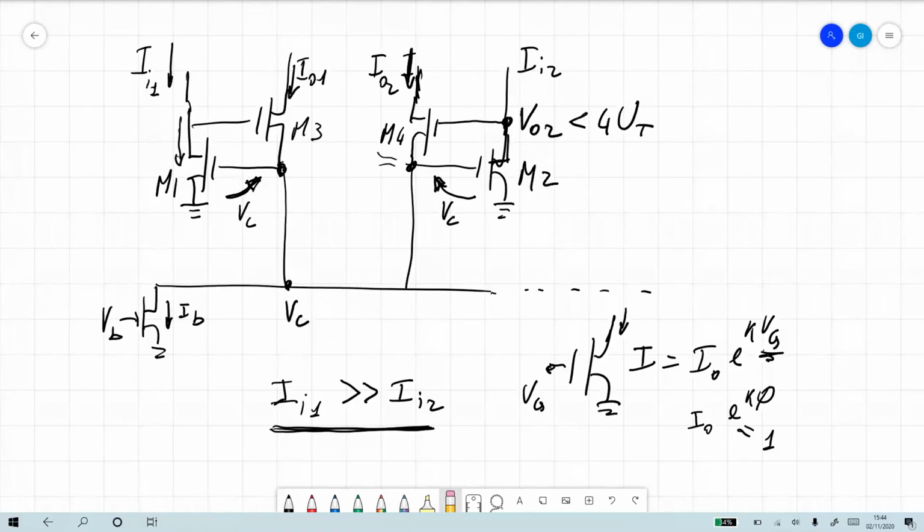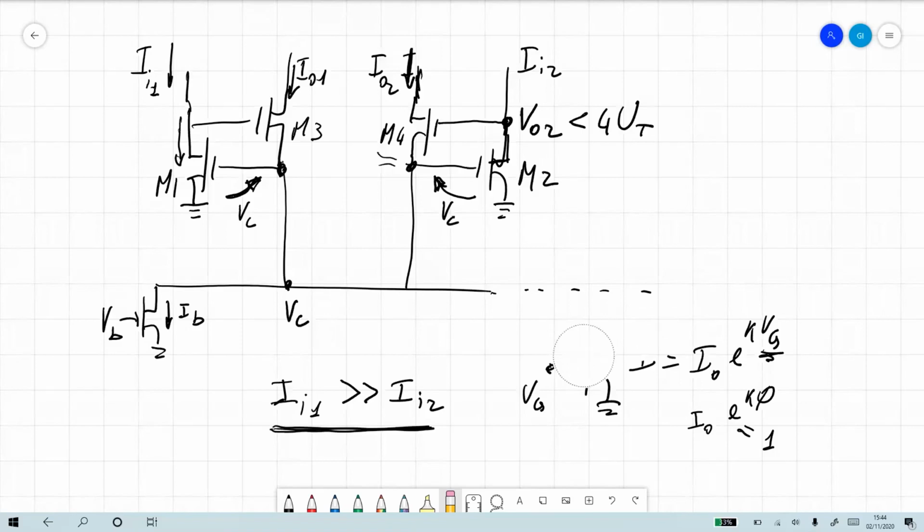So finally, the last condition is what happens if we have similar currents and we only apply one small change to the other. Sorry, there is another question in the chat. How much larger does I in one have to be compared to I in two to ensure this condition? That's okay. That's exactly what we're getting into now. So that's this analysis here.